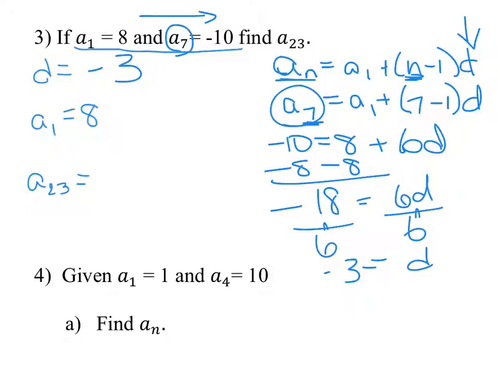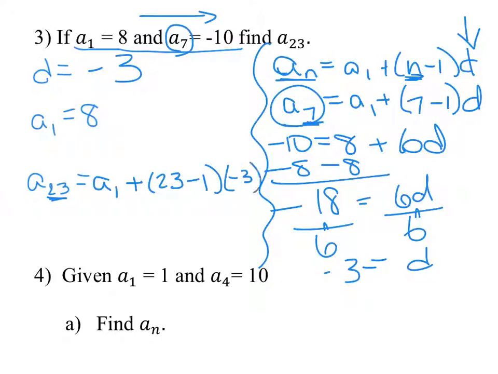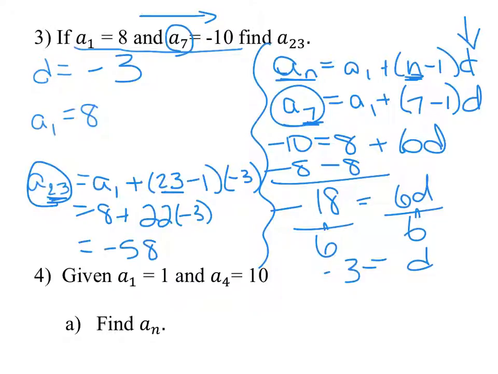Okay, so now we use the formula. So again, we use the formula a sub 1 plus n. So remember, this is n. Minus 1. Now we know the common difference. We multiply that times negative 3. Now let's plug the things in that we have. We don't know A23, but we know 23. So A sub 1 is 8 plus 22 times negative 3. So just do all the math. And you should get negative 58.